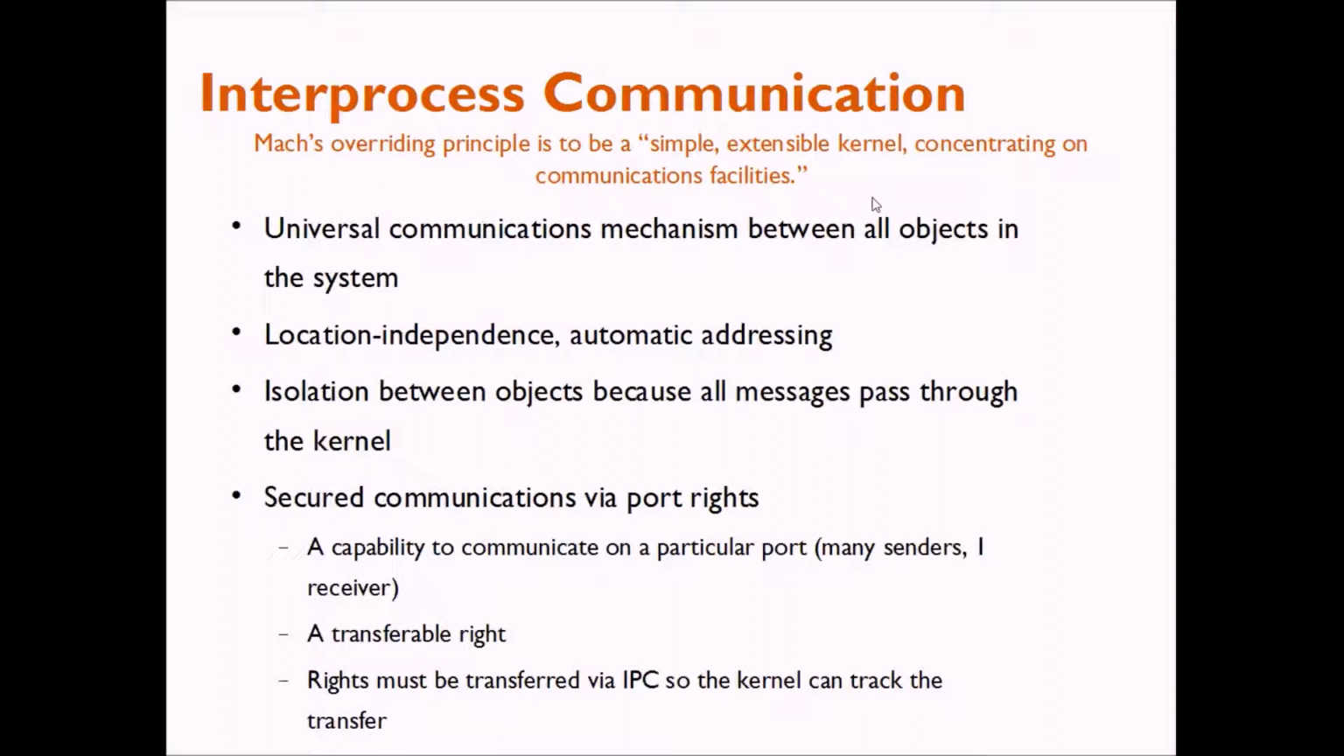Now, inter-process communication. Mach's overriding principle is to be a simple, extensible kernel concentrating on communications facilities. A universal communication mechanism between all objects in the system is in Mach. Location independence is also included in it. Automatic addressing is one of the features. Now, isolation between objects, because all messages pass through the kernel. It allows isolation between messages by passing the message to the kernel.